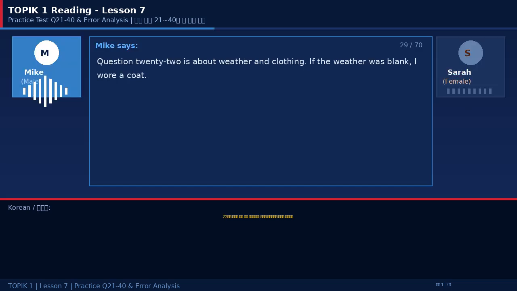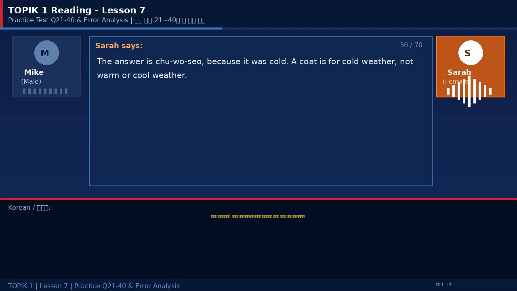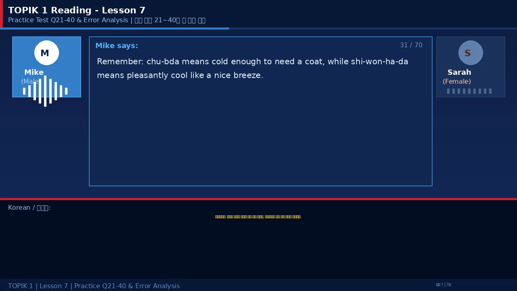Question 22 is about weather and clothing. If the weather was blank, I wore a coat. The answer is 추웠어요, because it was cold. A coat is for cold weather, not warm or cool weather. Remember, 춥다 means cold enough to need a coat, while 시원하다 means pleasantly cool like a nice breeze.